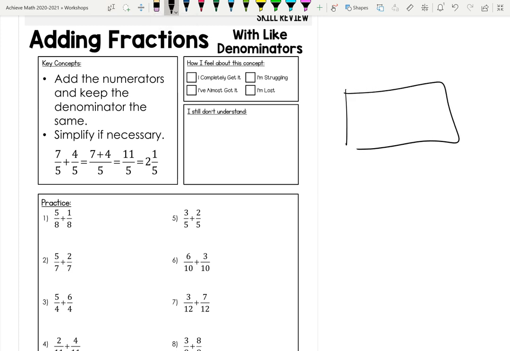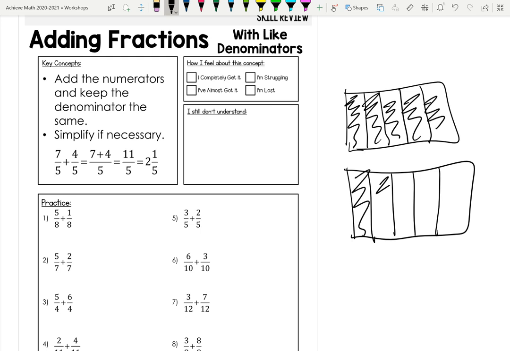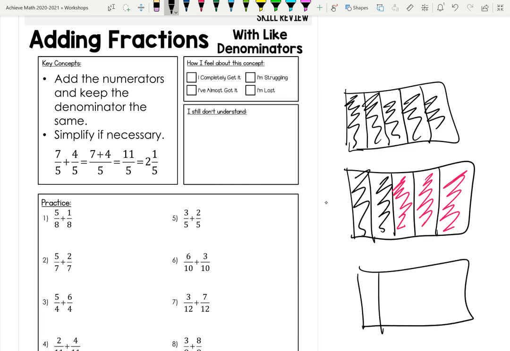In the example, 7/5 means something that is cut into fifths, 1, 2, 3, 4, 5, and then I have 2/5 of something that is equivalent in size. Remember, it's all to the same scale. It wants me to take 7/5, and then it wants me to add 4 more. So 1, 2, 3. Another whole represented in fifths. And visually, you can see that the answer is 2 and 1/5.